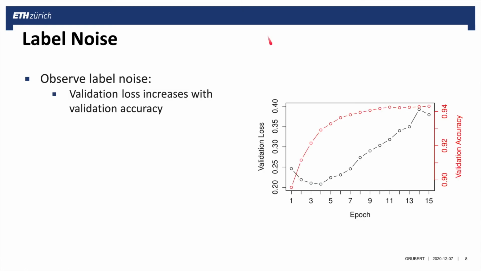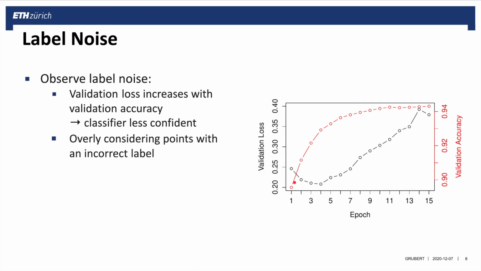We were able to see during the training process that there was label noise by the following phenomenon. In this chart, we can see that validation loss in black initially decreased, but then started increasing, while validation accuracy was increasing the entire time. And our guess is that this is due to the fact that while the classifier is becoming more accurate, it's less confident about its choices. In other words, the cross-entropy loss is higher.